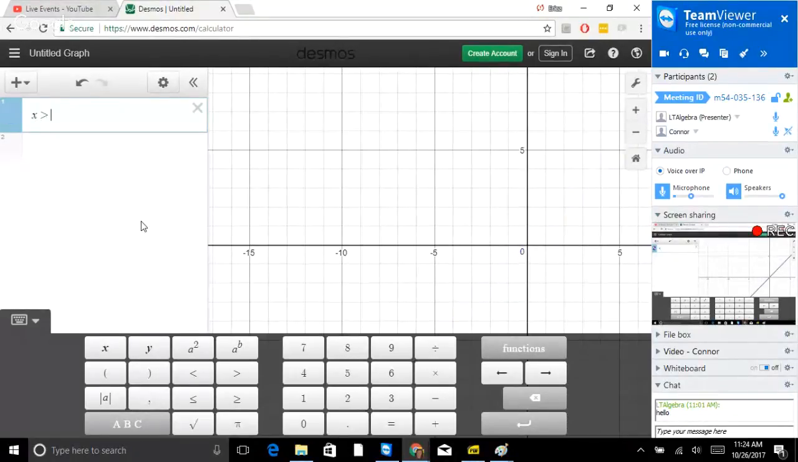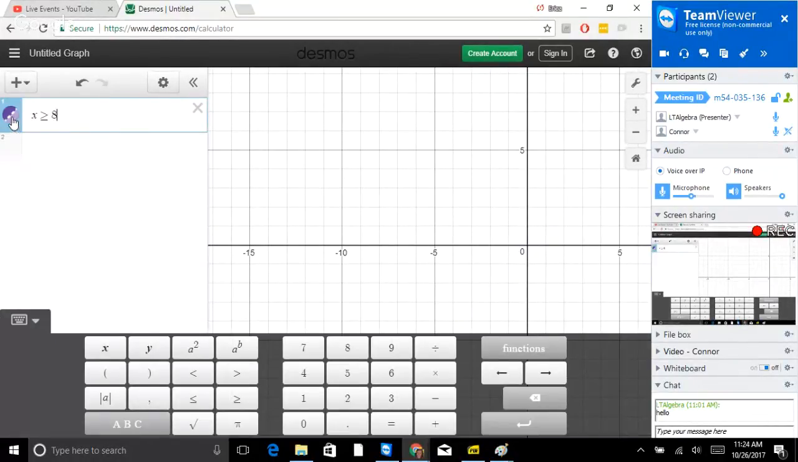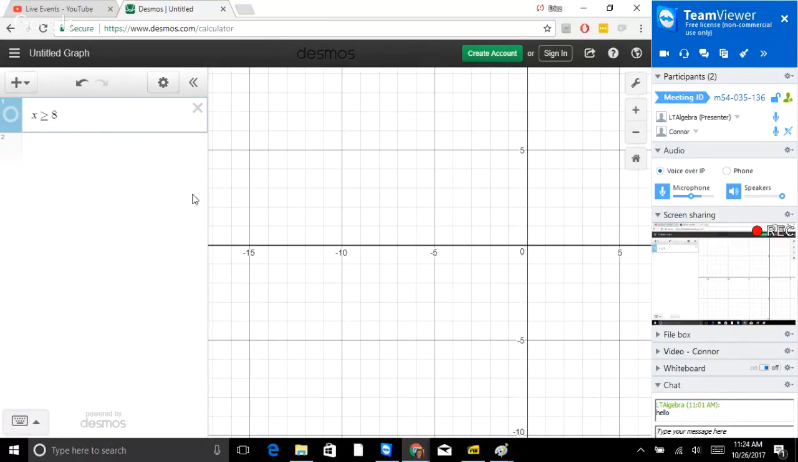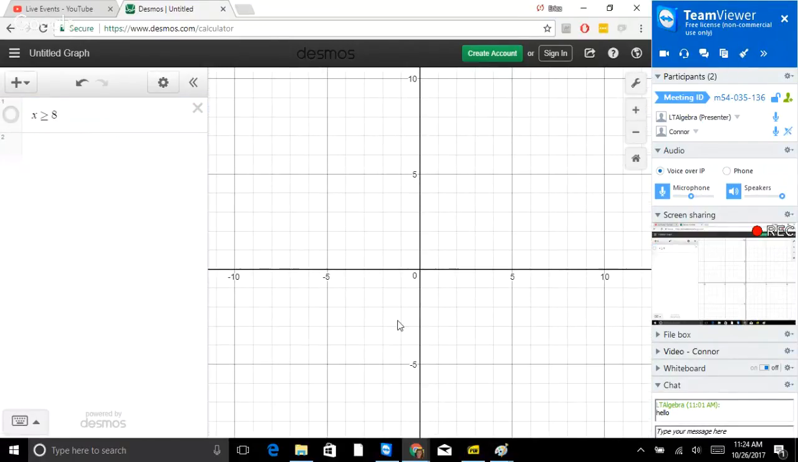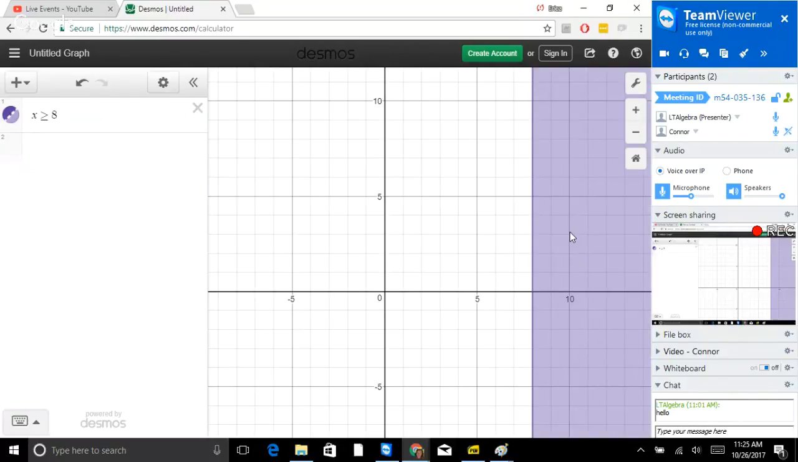X is greater than or equal to, before I even put it in, I'm going to turn it off. I'm not looking. Okay. X is greater than or equal to 8. So I know that because this is an x value, it's going to go vertically, right? And I know that x is greater than or equal to 8. It means it's going to be all these values over here with a vertical line going this way that's greater than that. All right, so here we go. There's our x is greater than or equal to 8.